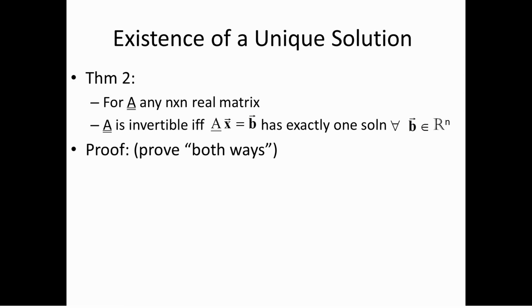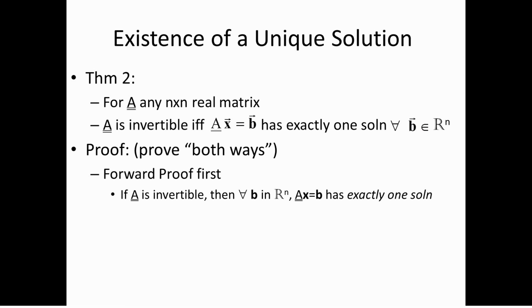We have to prove this theorem both ways. So the forward proof would be to suppose that A is invertible and then show that for every b in R^n, Ax equal to b has exactly one solution. Showing that a solution exists is actually quite easy because A is invertible, so existence is not a problem, but uniqueness is something that we do have to prove.